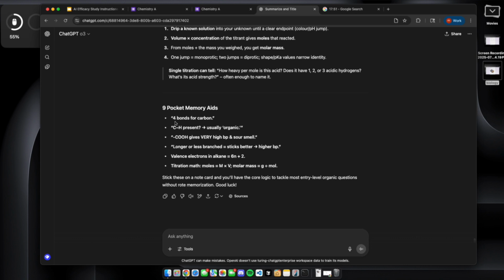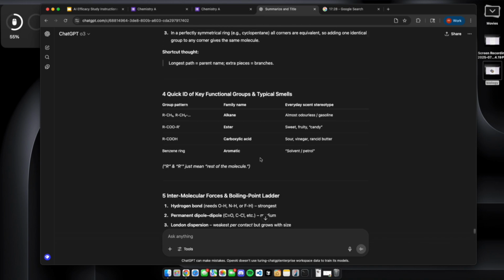Pocket memory aids: 4 bonds for carbon. CH present equals organic. COOH gives very high boiling point and sour smell. Longer or less branched equals sticks better, higher boiling point. Valence electrons in alkyne equals 6n plus 2. Titration math: moles equals M times V, molar mass equals grams divided by moles. Okay.